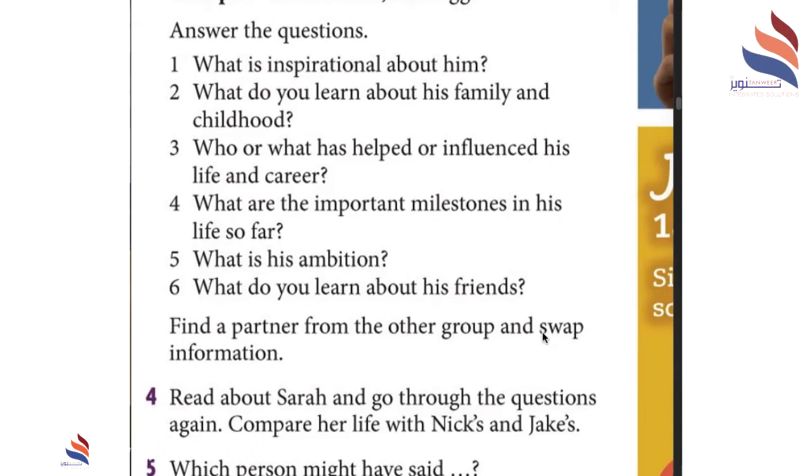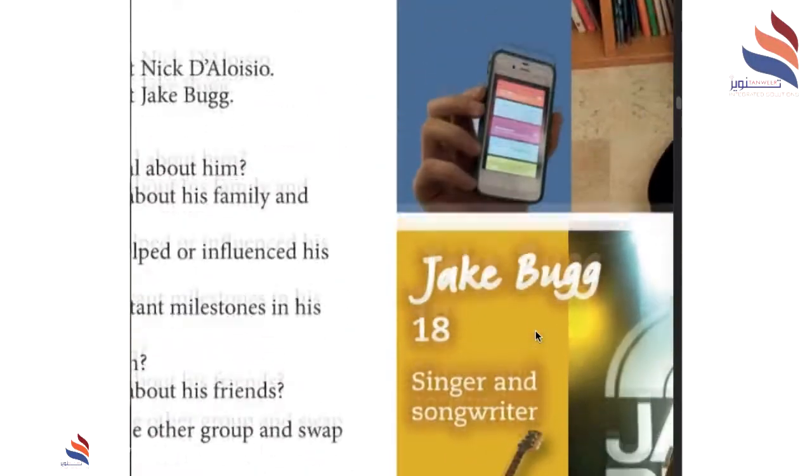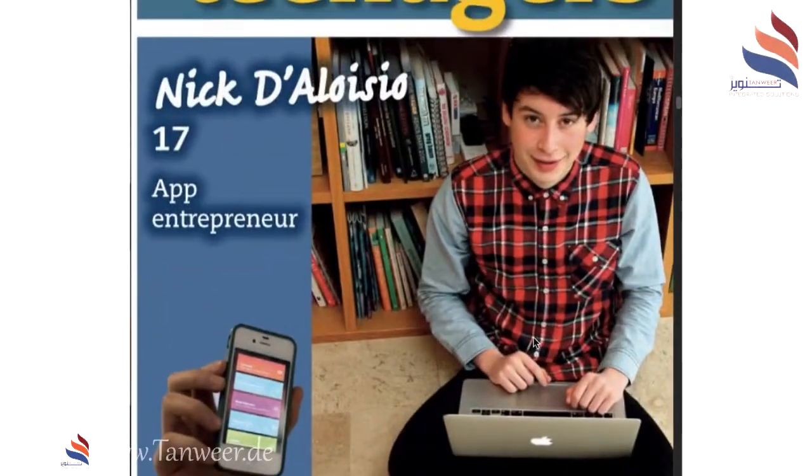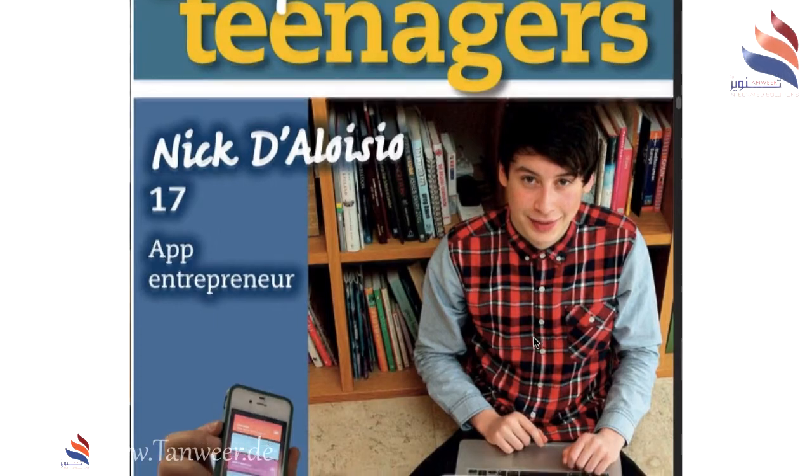As I said, when you read about the three teenagers without reading the questions, you are doing skimming. When you read the questions and then go to the article to answer them, it's scanning, okay? The questions are like, what is inspirational about him, and so on, every one of them.